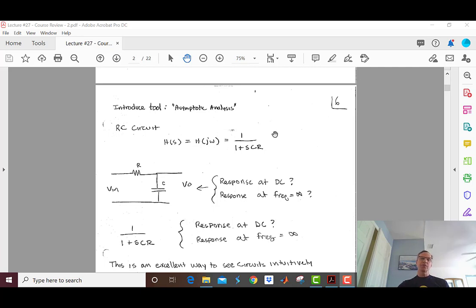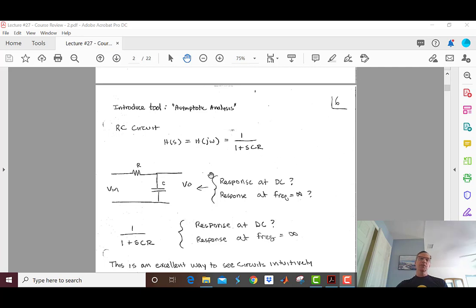So let's do it for an RC circuit. We're pretty good at getting our transfer function for the RC circuit, so I'm just stating it here. You notice I really like to use s and j omega interchangeably. I've done that all semester. There's an s, there's a j omega, there's an s.